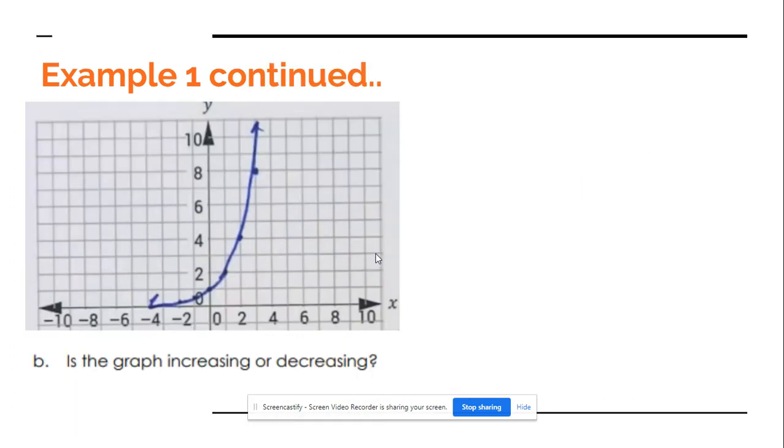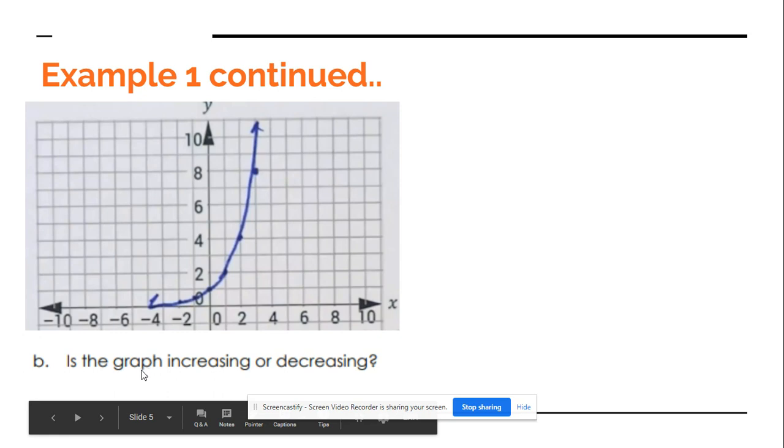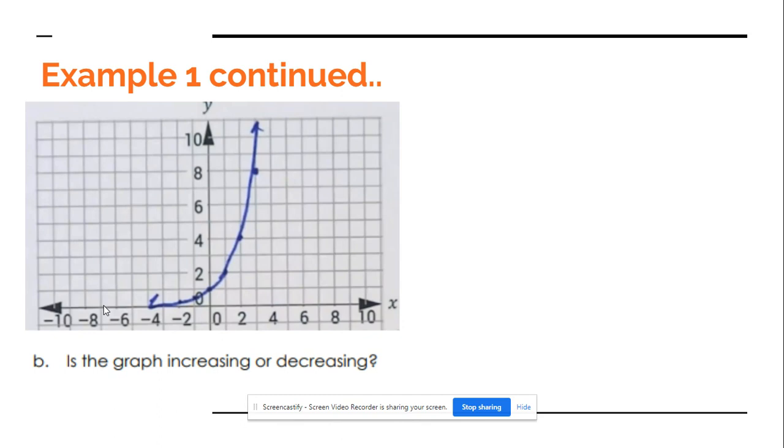If we continue on a little bit, we now need to describe that exponential equation. Is the graph increasing or is it decreasing? Remember, we read a graph just like we read a book, and we start on the left and we move to the right. So as x is increasing, going from -4 to 0 to 2 to 4, my y values are also increasing. So we would describe this graph as increasing from left to right.